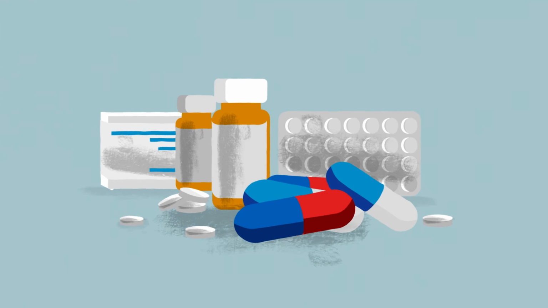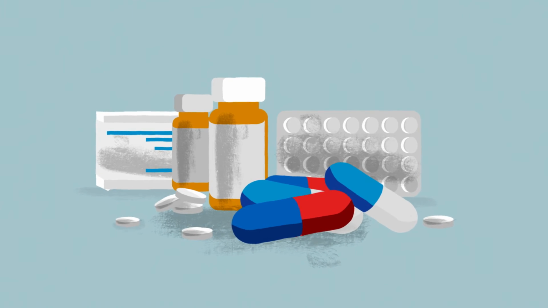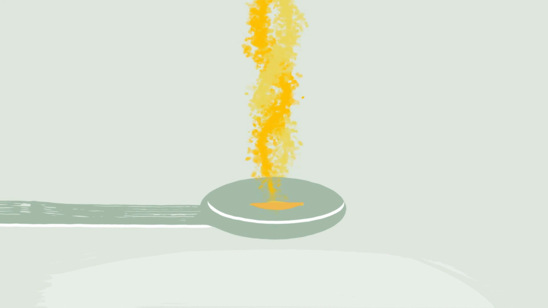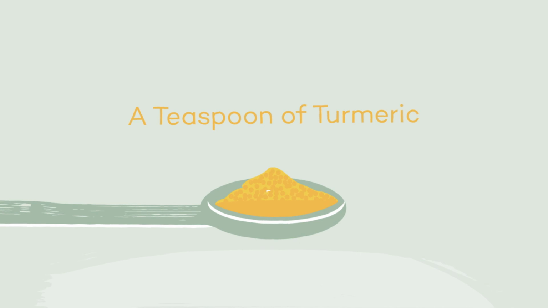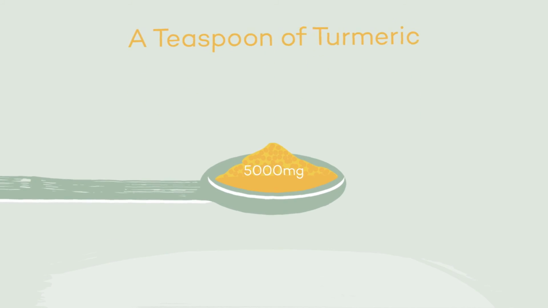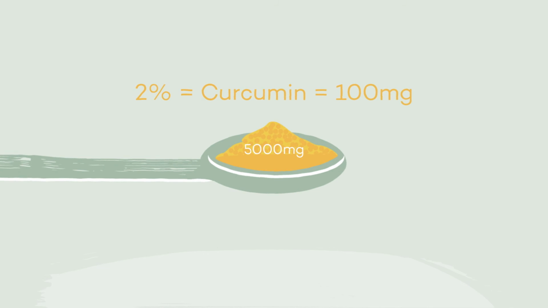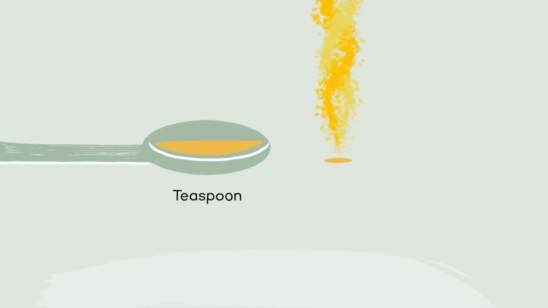Let's take curcumin, the active ingredient found in turmeric. As we have mentioned, it's not easily absorbed by the body. Imagine taking a teaspoon of turmeric powder, that's about 5 grams or 5,000 milligrams. Of that, around 2% is curcumin, so roughly 100 milligrams. But as it has poor bioavailability and is quickly destroyed by stomach acid, only a small amount will enter the body.